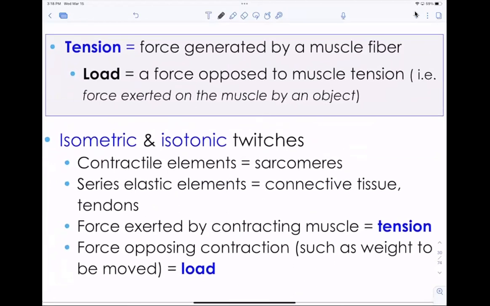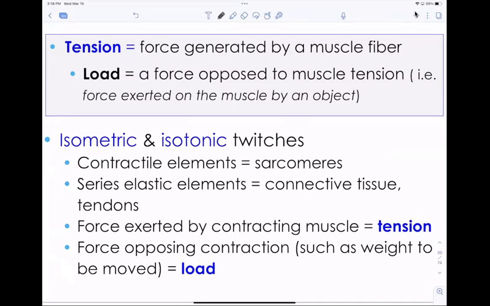If the muscle stays the same length, it's called isometric. Iso means same, metric is length. If the load stays the same and the muscle's moving, it's isotonic. So there's isometric contractions and isotonic contractions that we're going to talk about. There's also isokinetic, but I'm not talking about those.